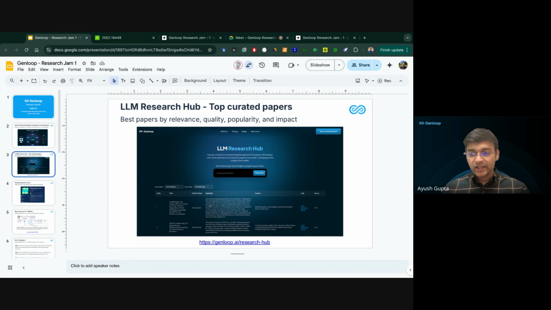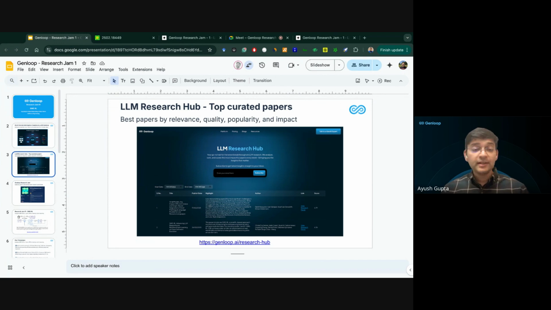So therefore, we had an agent that could go through and source multiple papers, and we were picking or ranking the top papers in terms of the relevance, the quality of the paper, the quality of the research that was in the paper, the popularity it was having, the adoption it was having, and the impact that it could have. And those are the ones that we were using to keep ourselves updated.